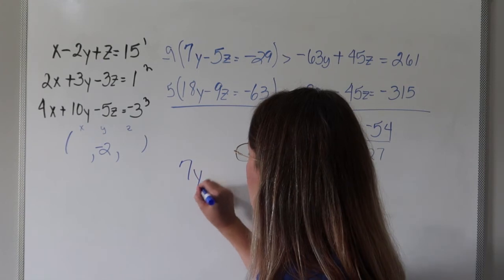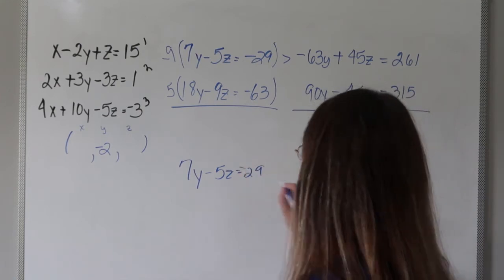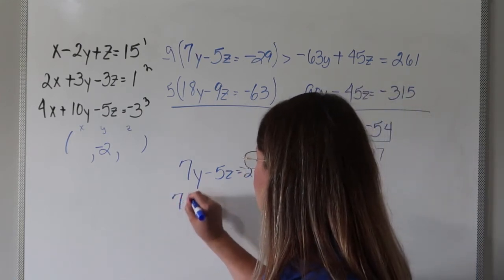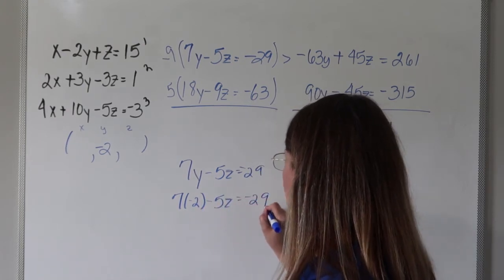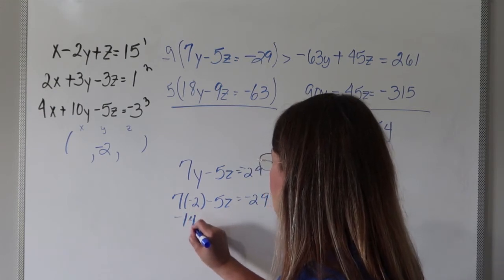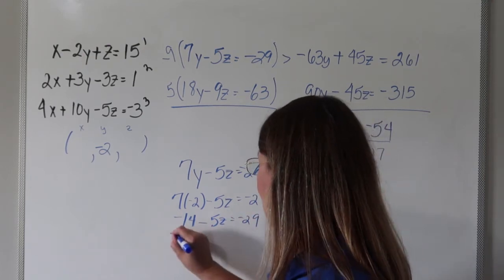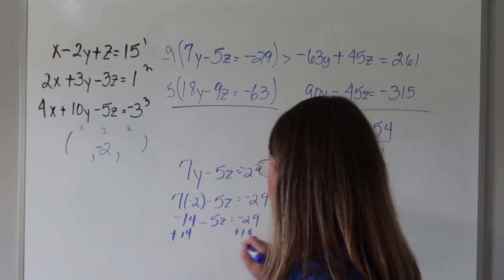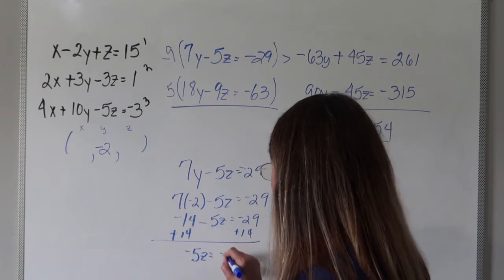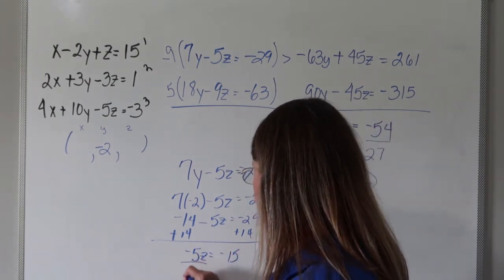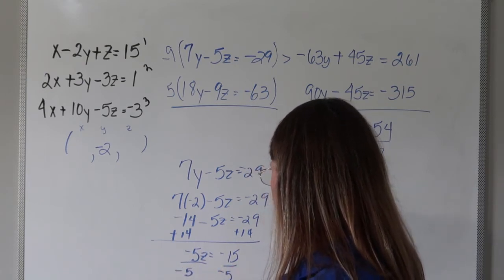So I'm going to pick this top one. I'll take 7y minus 5z equals negative 29, and I'm going to fill this in for y. So now I've got 7 times negative 2 minus 5z equals negative 29. Negative 14 minus 5z equals negative 29. I'm going to add 14 to each side. This is just your 4 steps to solving an equation. So negative 5z is equal to negative 15. Divide both sides by negative 5, and z is going to be equal to 3.